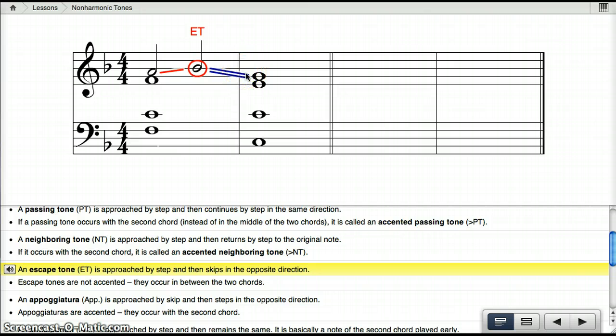A music theory teacher I had in college gave us a way to remember an escape tone: in order to escape his class, we first had to step out of our chair and then leap out the door. And so that's what he gave us to help remember an escape tone. To escape the class, you had to step out of your chair, then leap out the door.